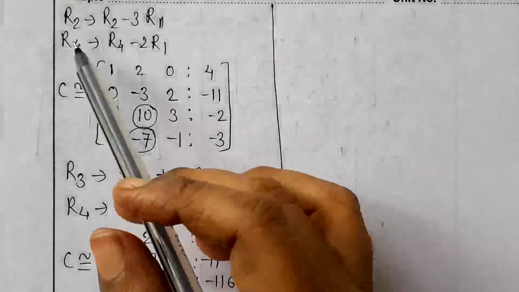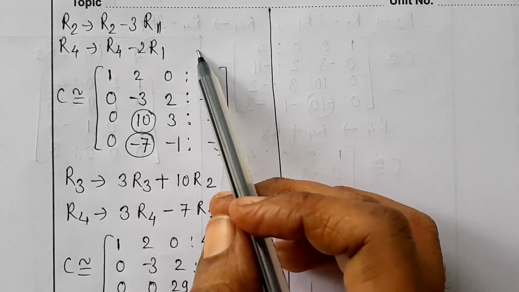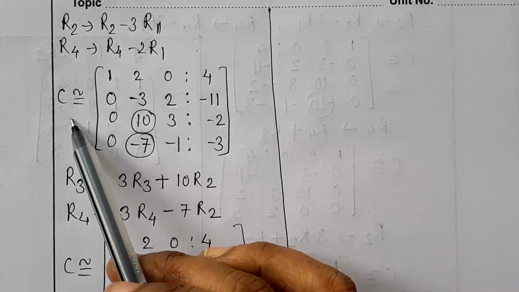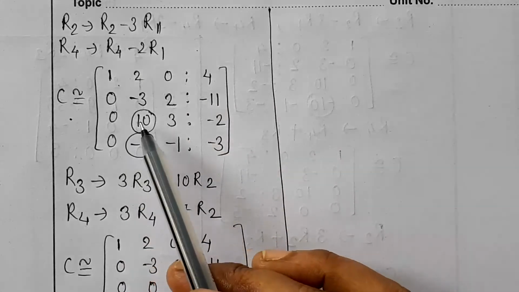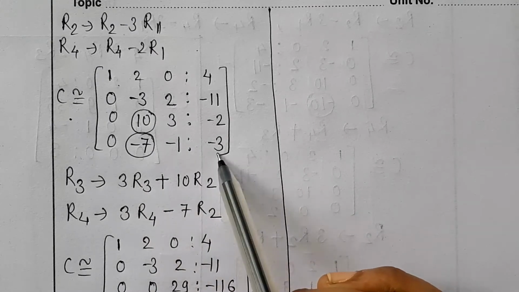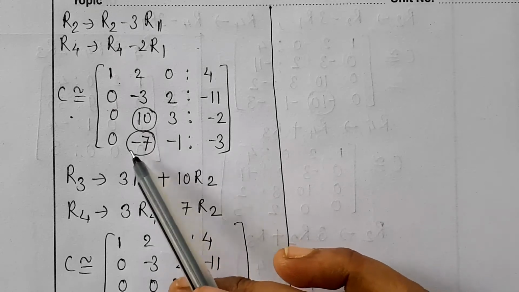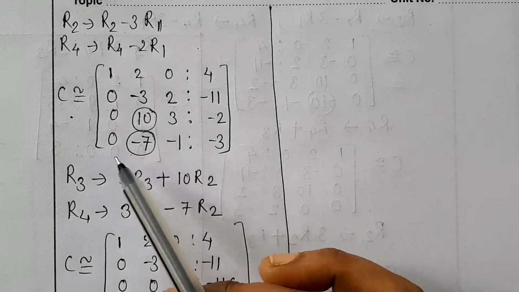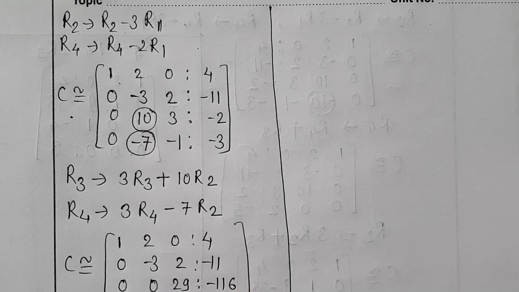After taking the combination R2 changes to R2 minus 3R1 and R4 changes to R4 minus 2R1, we get the augmented matrix. It is 1, 2, 0, 4, 0, minus 3, 2, minus 11, 0, 3, 10, 3, minus 2 and 0, minus 7, minus 1, minus 3. In the previous matrix we have not found this last row properly. So it is 0, minus 7, minus 1, minus 3.